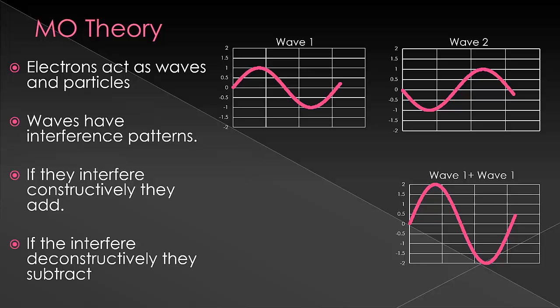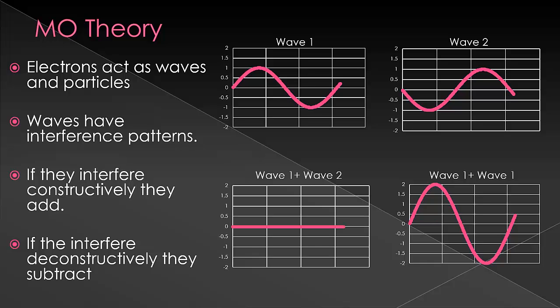In contrast, I could interfere wave 1 with wave 2. And in that case, the peak of this wave interferes with the trough of this wave, and they completely cancel out. Remember that destructive interference does not need to actually completely cancel out, it just needs to lower the amplitude. So how does this relate to orbitals?